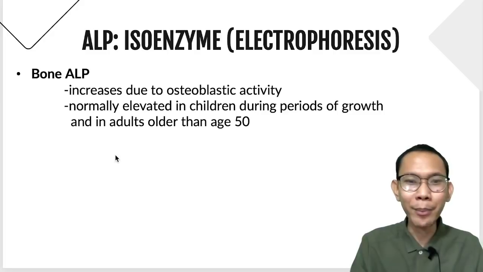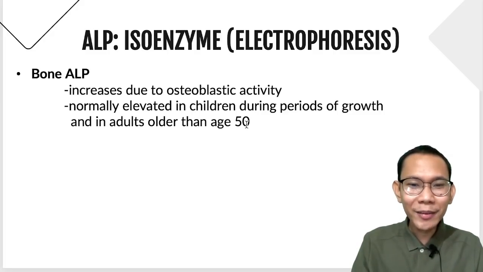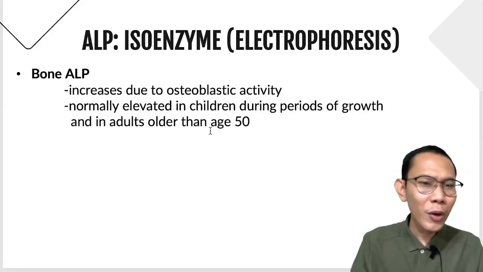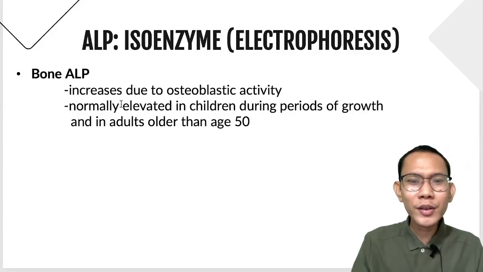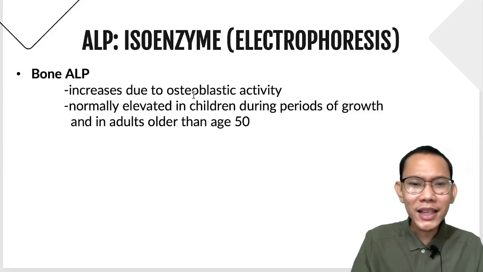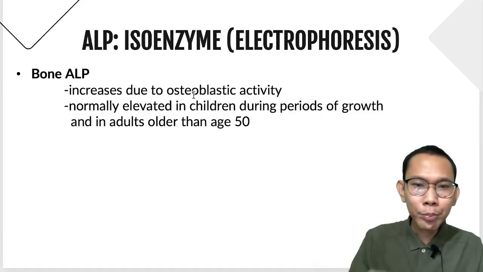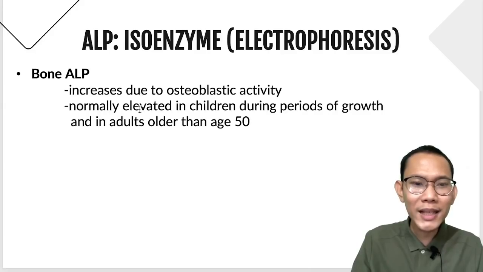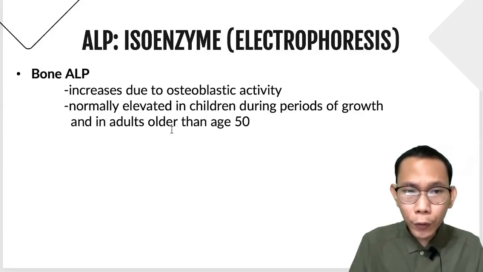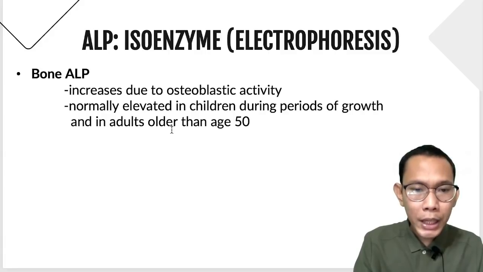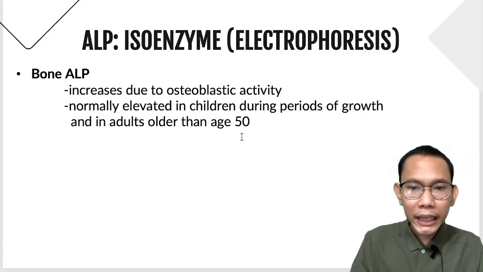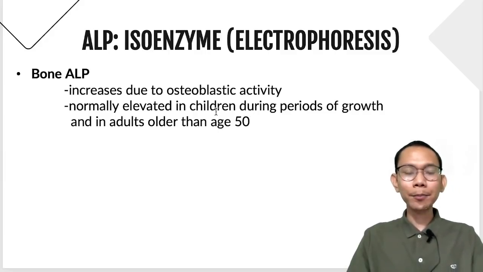Now, that's going to be the problem. Kasi, pag ang patient natin is bata or adult more than 50, then we would not know whether tumaas siya because of a certain osteoblastic problem or because of a physiologic condition lamang na normally matatagpuan sa bata. Kasi nga, children are normally growing. So there is a lot of osteoblastic activity. Kaya tumataas yung ating bone ALP. And also in adults older than age 50. So, therefore, your elevated ALP may be difficult to interpret in this kind of cases.